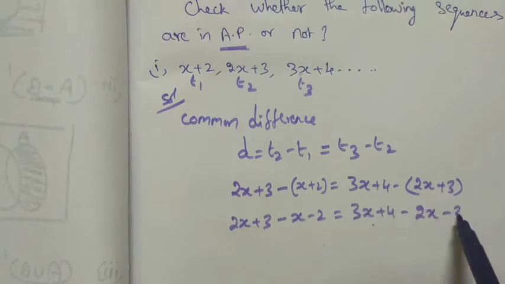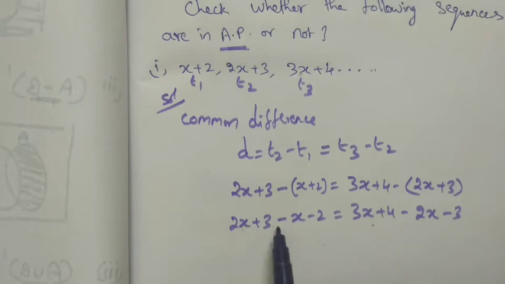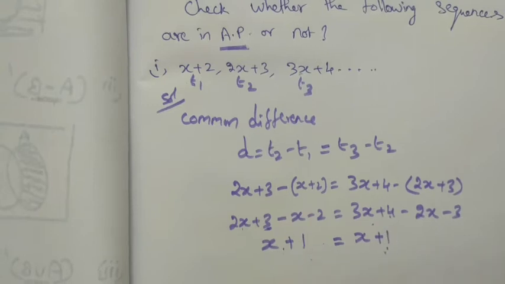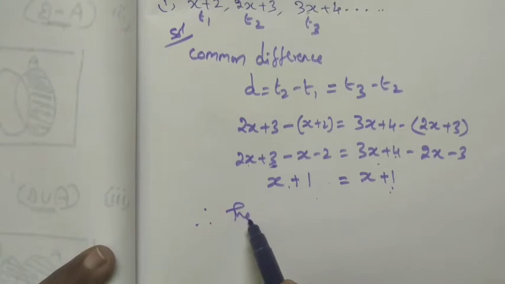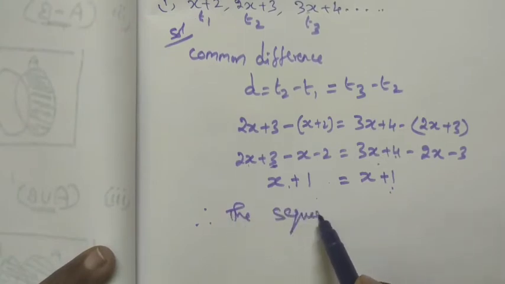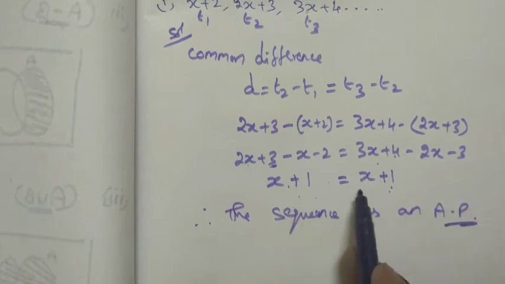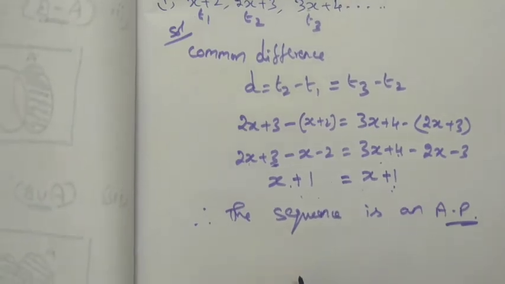Minus 2x minus 3. When we subtract, 2x minus x, we get x, and then 3 minus 2 is equal to 1, and the higher value takes the plus symbol, right? 3x minus 2x is equal to x, 4 minus 3 is equal to plus 1. So both the terms are equal, therefore the sequence is an AP. If these terms are not equal, we can put the not equal to symbol and say it is not an AP.